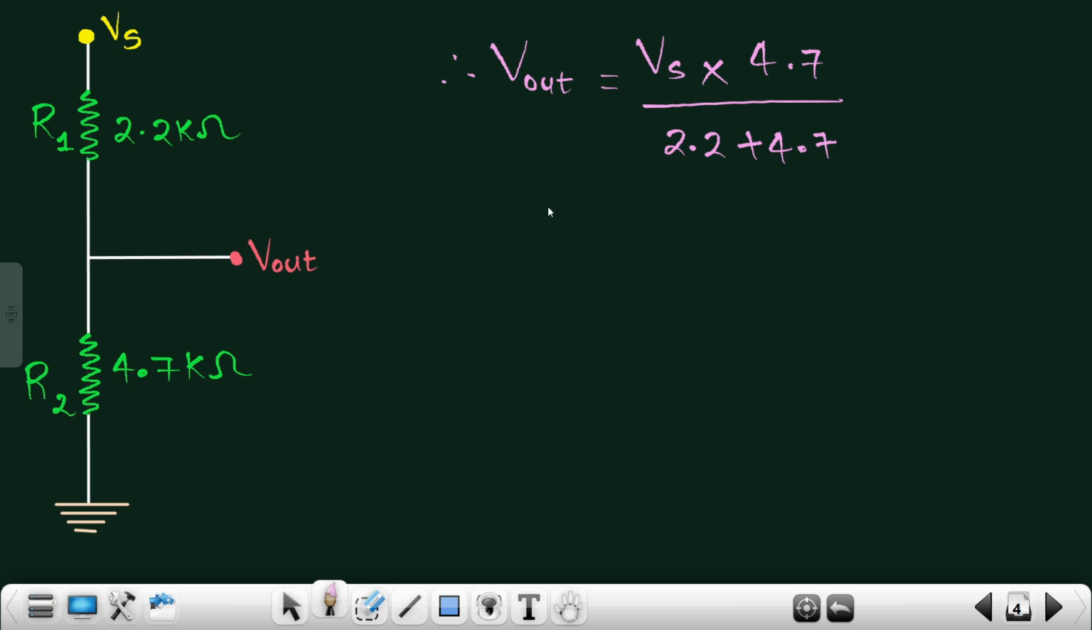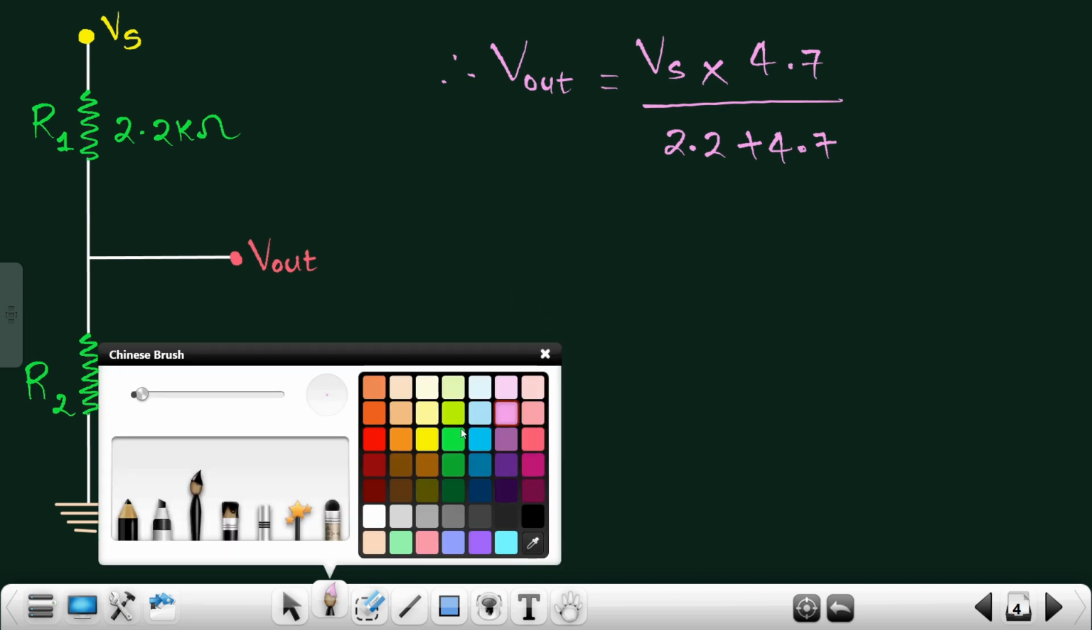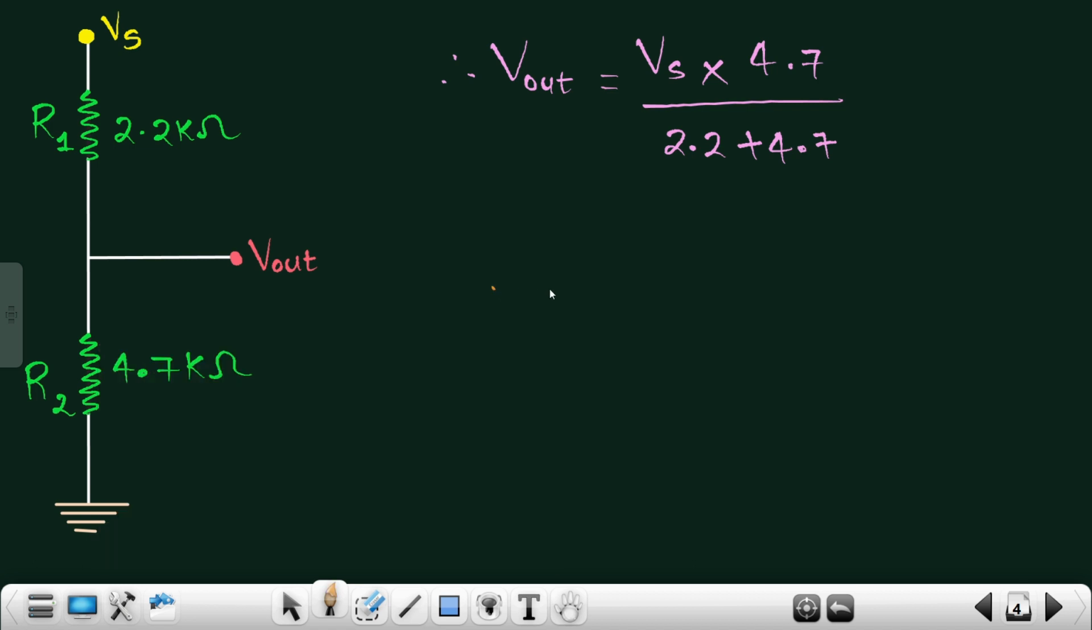So let me just calculate this particular value by putting it in the calculator. So it is 4.7 divided by 2.2 plus 4.7. This value pans out to be around 0.681. I'll consider this value to be around 0.68 only. So therefore my V out would be equivalent to 0.68 times the input signal.